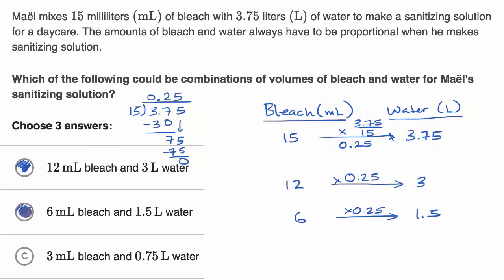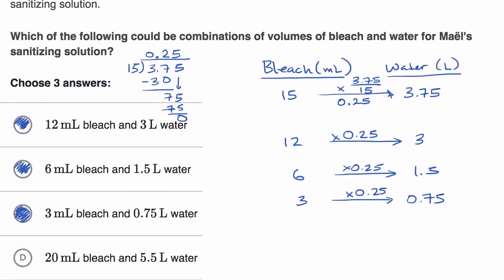So this one works. What about 3 and 0.75? Am I multiplying by 0.25? Yeah. If I multiply 3 times 25 hundredths, I get 75 hundredths. So that works. So actually the first 3 choices are our 3 answers, but let's just verify that the next 2 are not good answers.